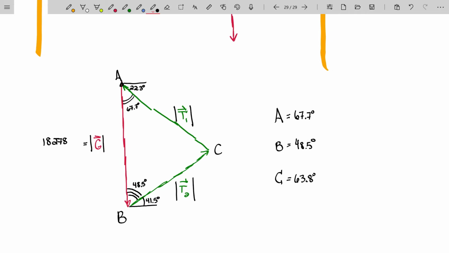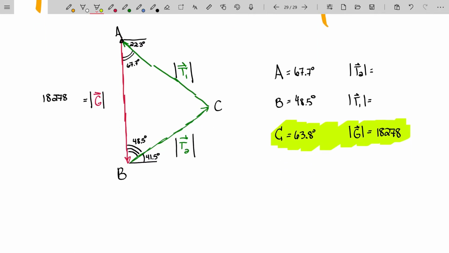And then let's see, side opposite A is tension 2, which we don't have. Side opposite B is tension 1, which again we don't have. But side opposite C is the gravitational force. It's basically the weight of this object, 18,278. Now I can go ahead and use the law of sines. I have a full row, and there's not going to be an ambiguous case here because we're not finding an angle. So this is just going to be the law of sines twice. Very fast problem, actually.